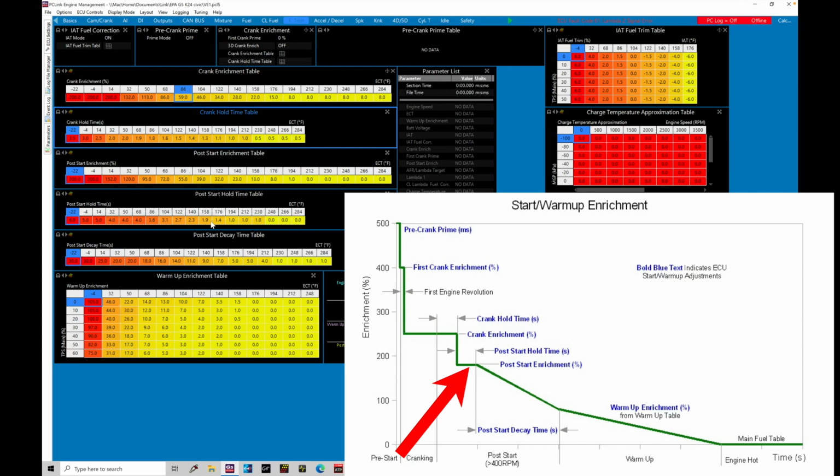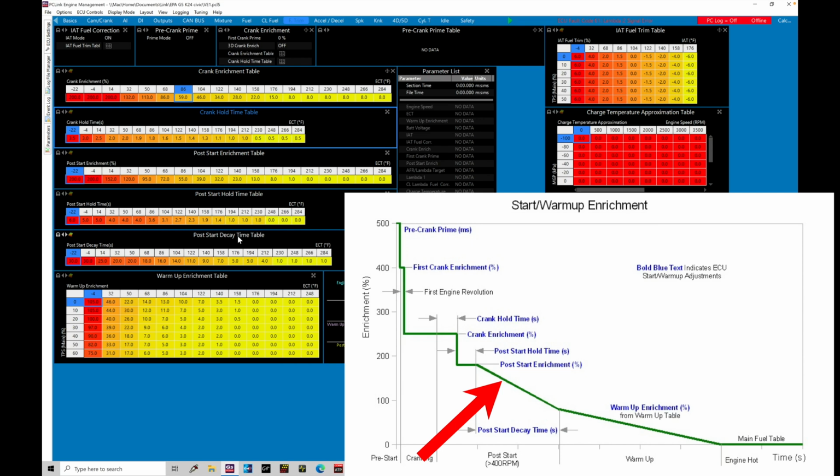We hold the value for as long as we specify here, so we hold that percentage of increase for this period of time, and this is our time. And then we decay it away, as we can see in our graph here. We start to decay away, and that's specified here in our decay table. So it's pretty easy how these all fit together as we see that graphically plotted.